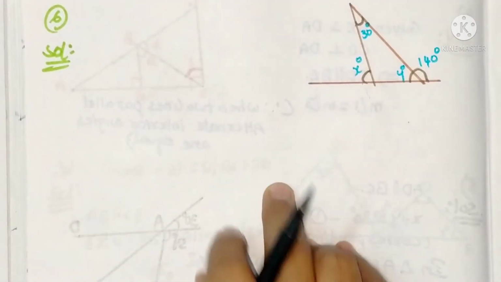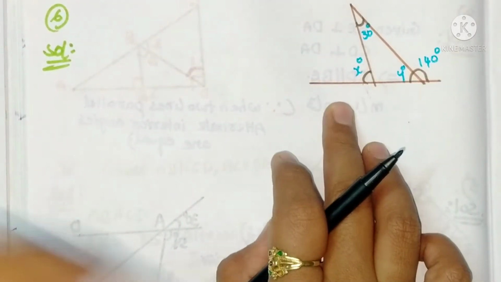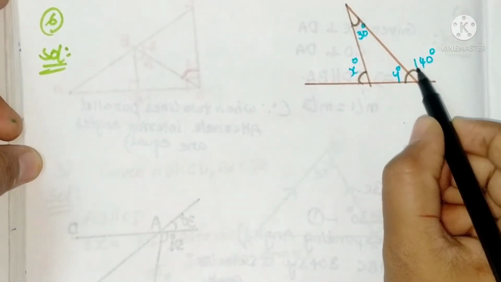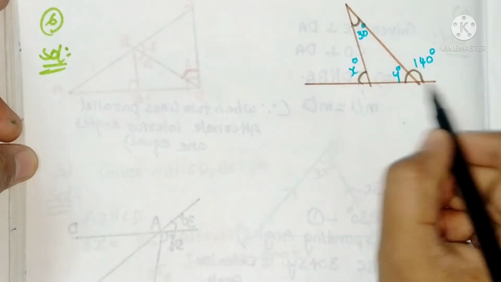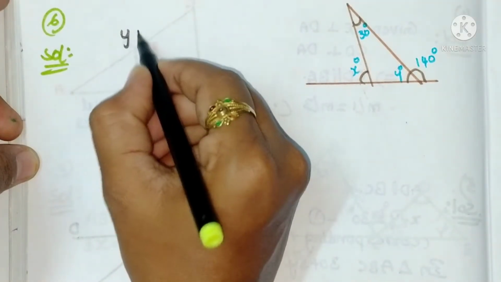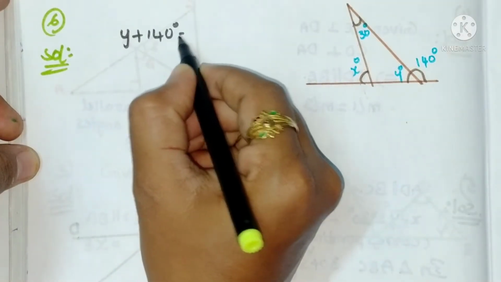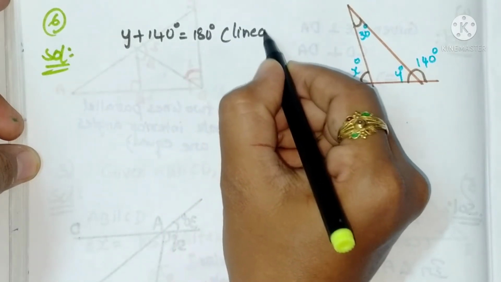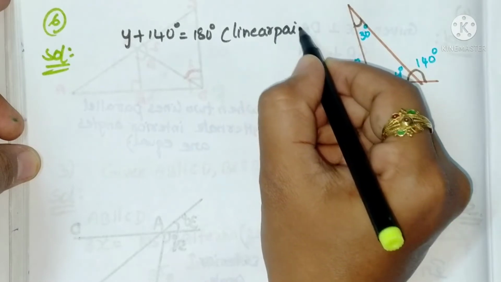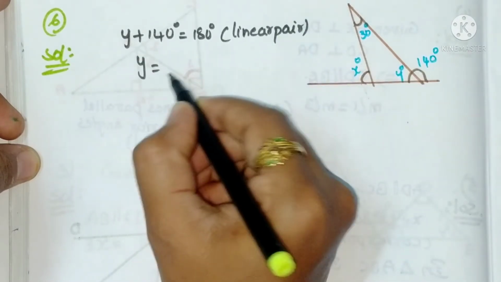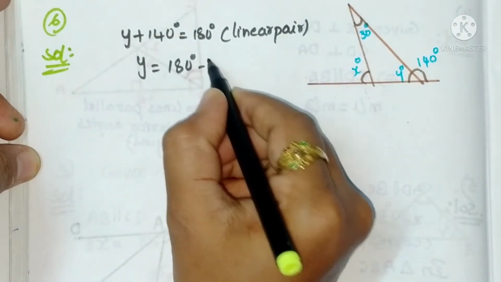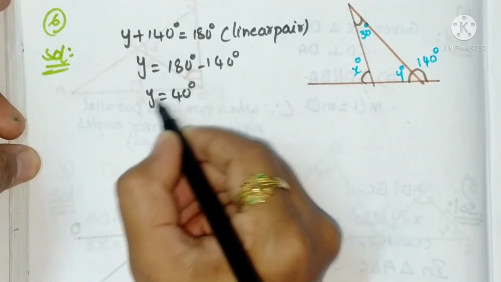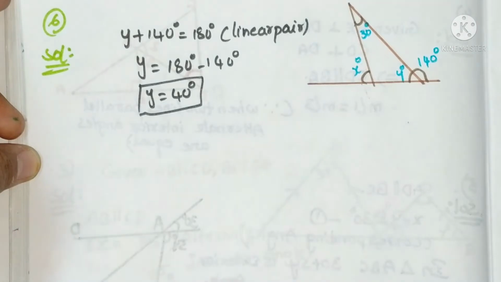Sixth problem, find the values of x and y from the figure. See here, y and this 140 are forming this line. So y plus 140 degrees is equal to 180. This is a linear pair. So y equals 180 minus 140. So y equals 40 degrees.